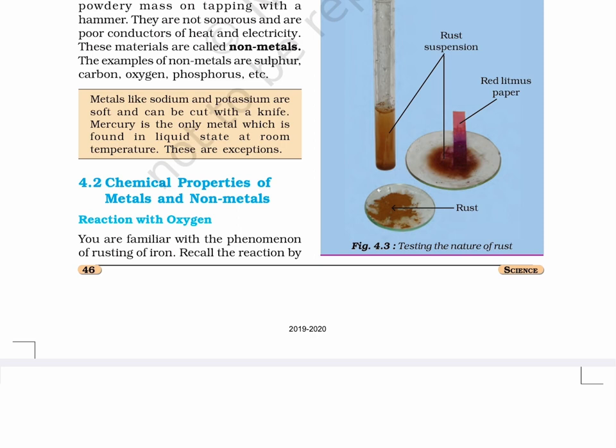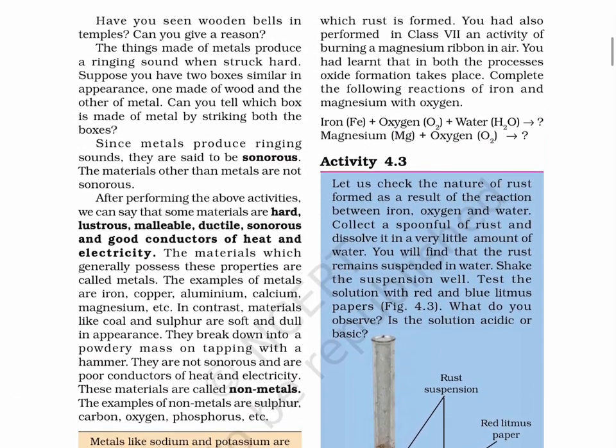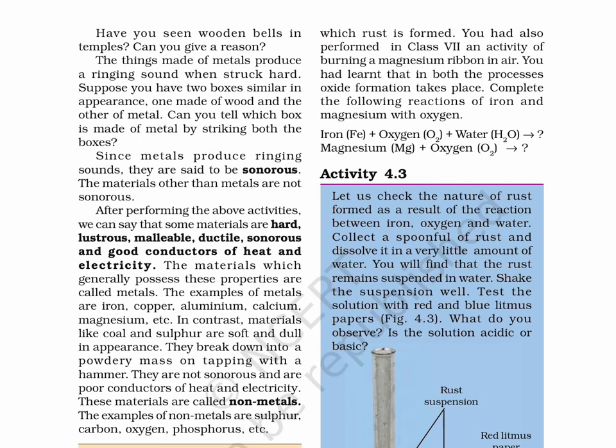4.2. Chemical properties of metals and non-metals. Reaction with oxygen. You are familiar with the phenomenon of rusting of iron. Recall the reaction by which rust is formed. You had also performed in class 7 an activity of burning a magnesium ribbon in air. You had learnt that in both the processes oxide formation takes place. Complete the following reactions of iron and magnesium with oxygen.